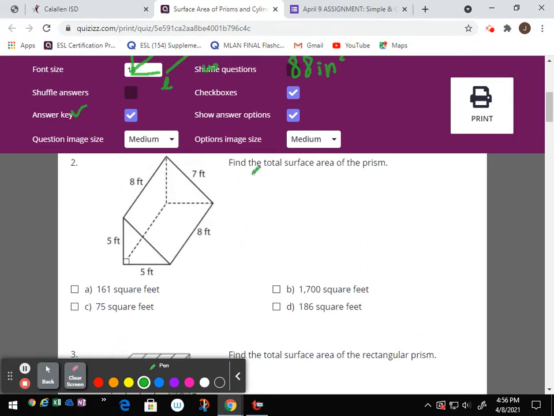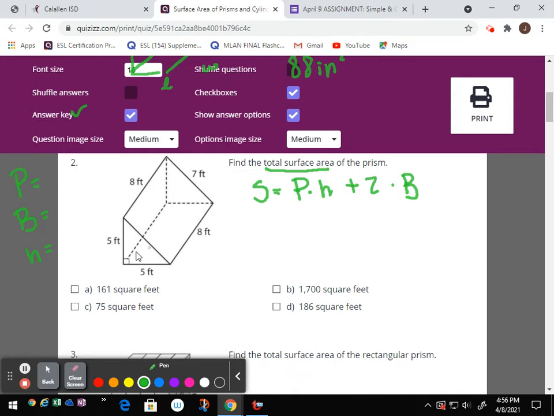Number 2 says find the total surface area of the prism again, okay? So total surface area of the prism, okay? So same formula. S is equal to big P times H plus 2 times big B, okay? So we're looking for the same letters, perimeter of the base, the area of the base, and the height of the 3D object, okay?